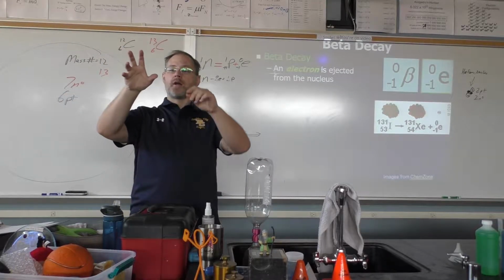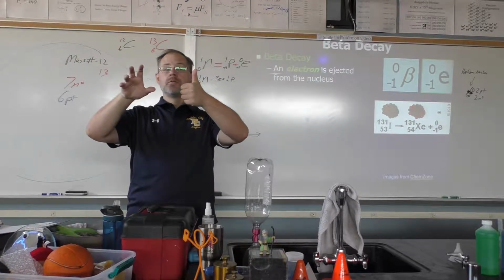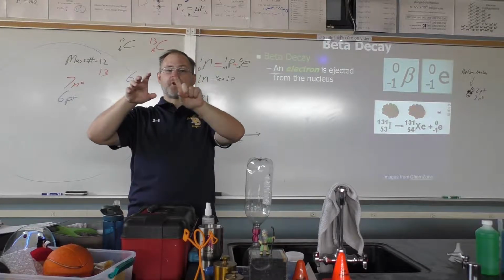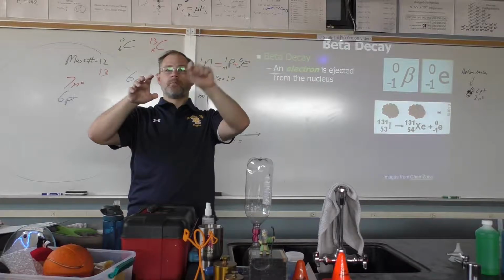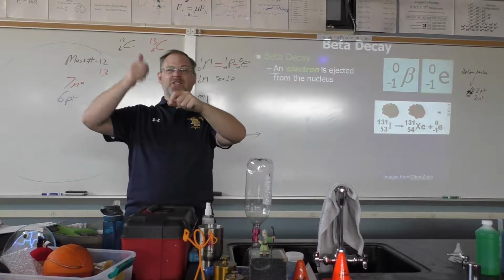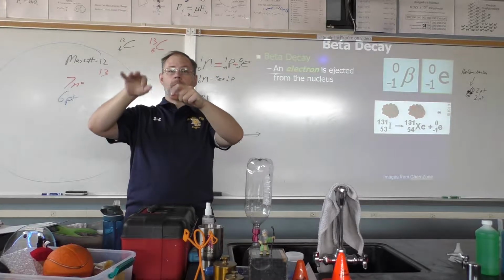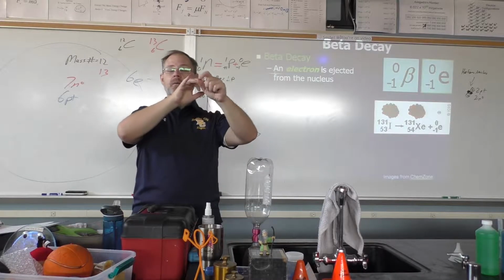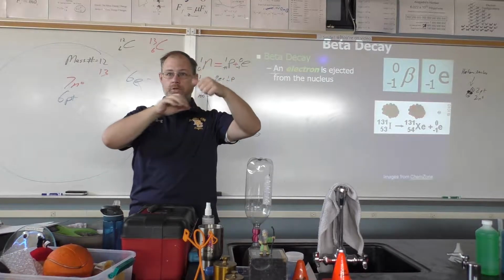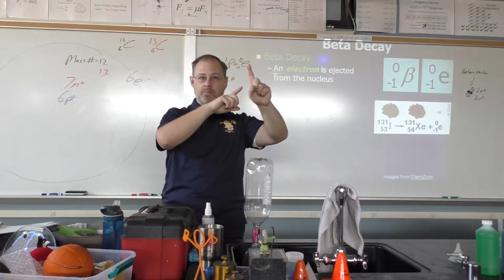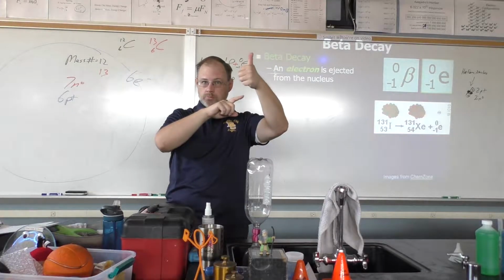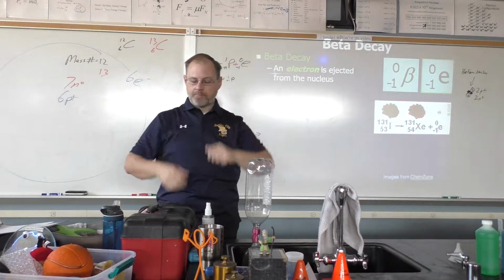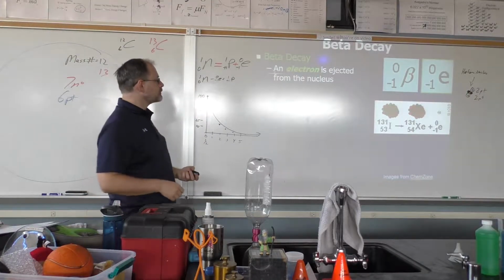So when that neutron becomes a proton, its charge goes up by 1 because the negative charge gets ejected. Neutral minus a negative 1 becomes positive. 0 minus minus 1 becomes positive plus 1. Capiche? Yes. Okay, so that's beta particles.